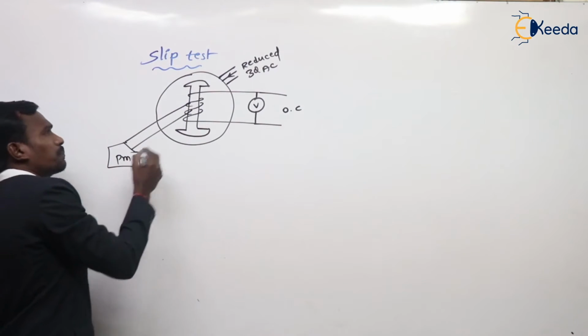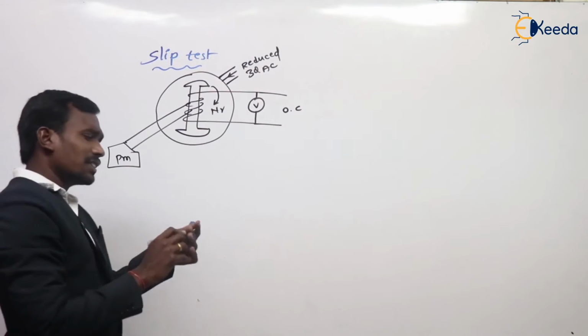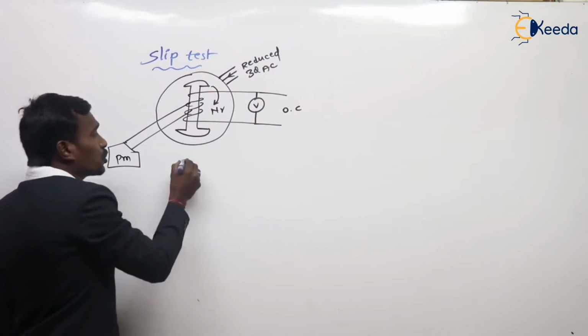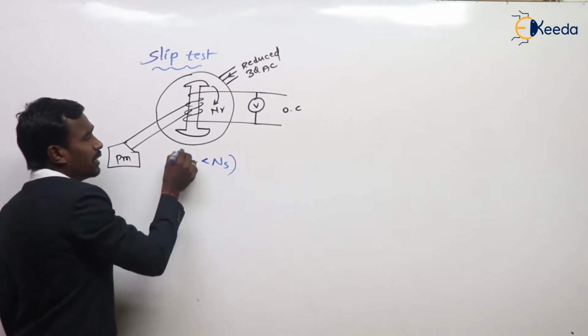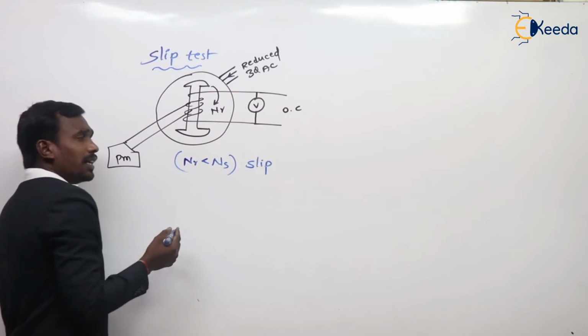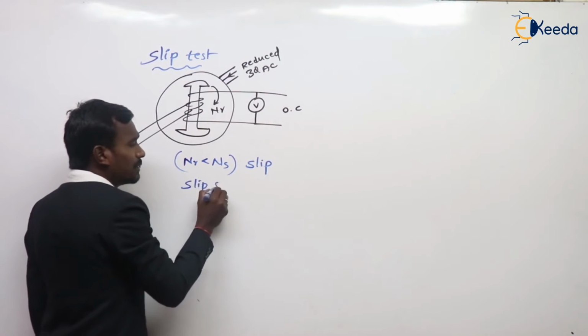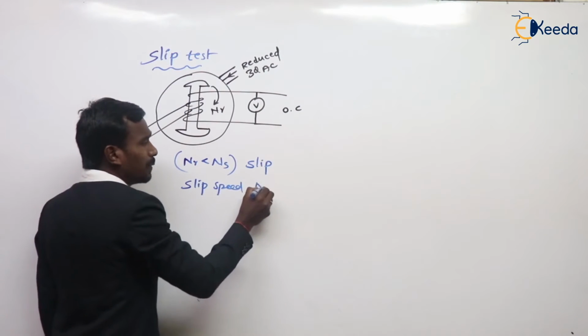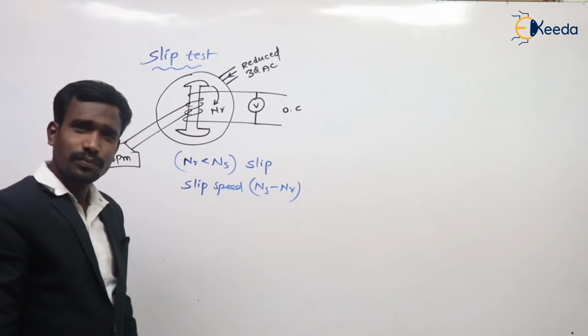The rotor should rotate at some speed called Nr, which should be less than synchronous speed in order to maintain the slip. Here slip speed is nothing but Ns minus Nr. It should be there.